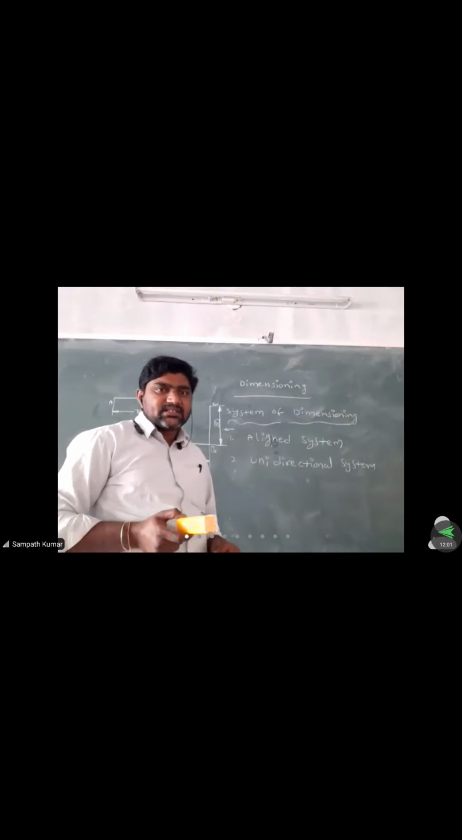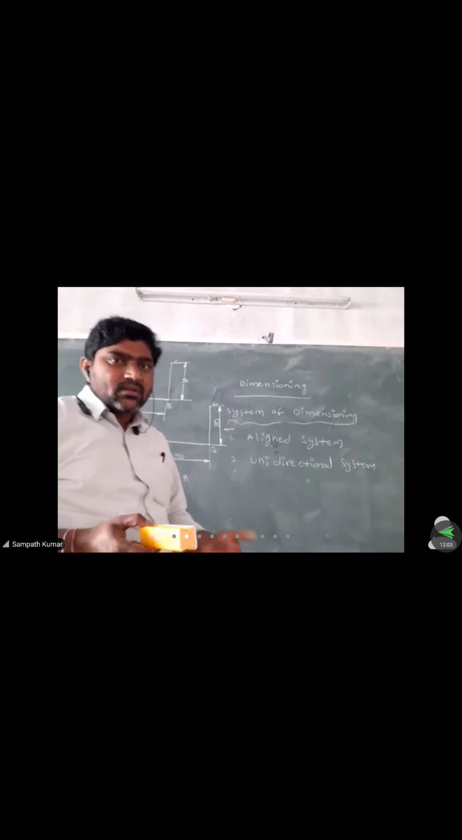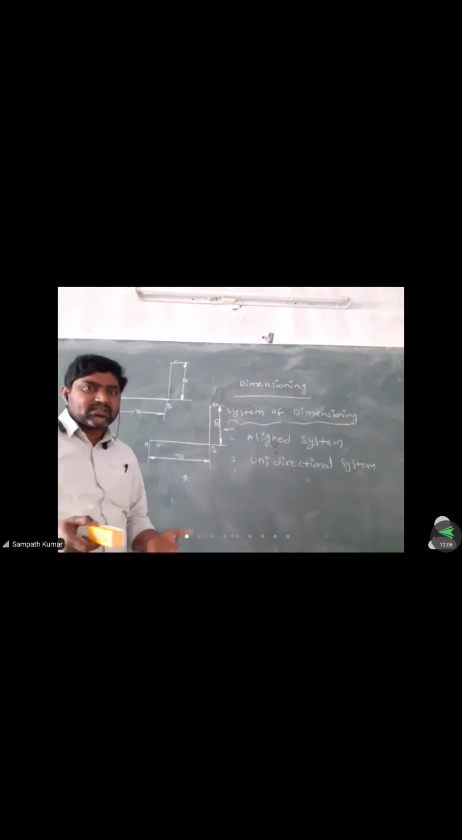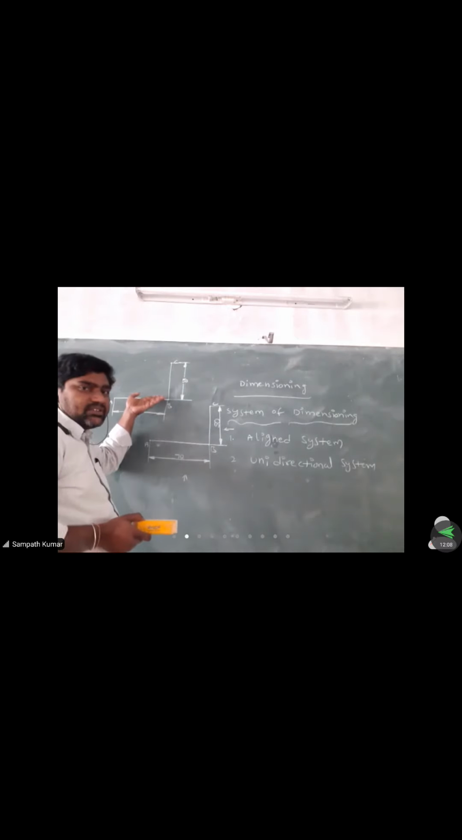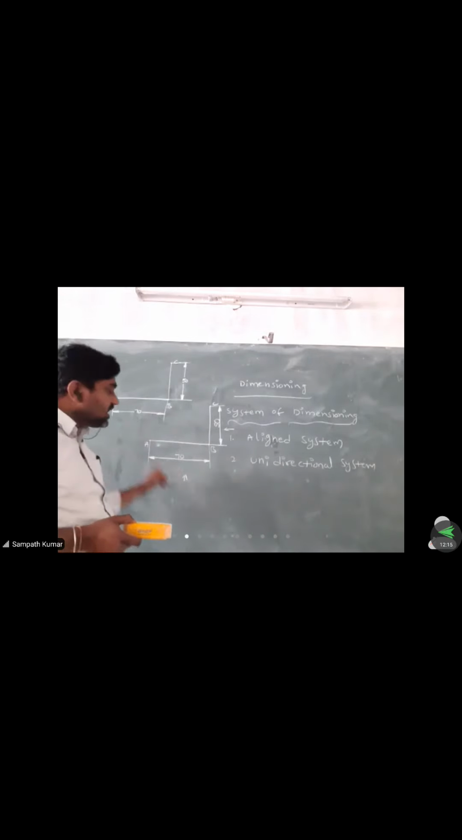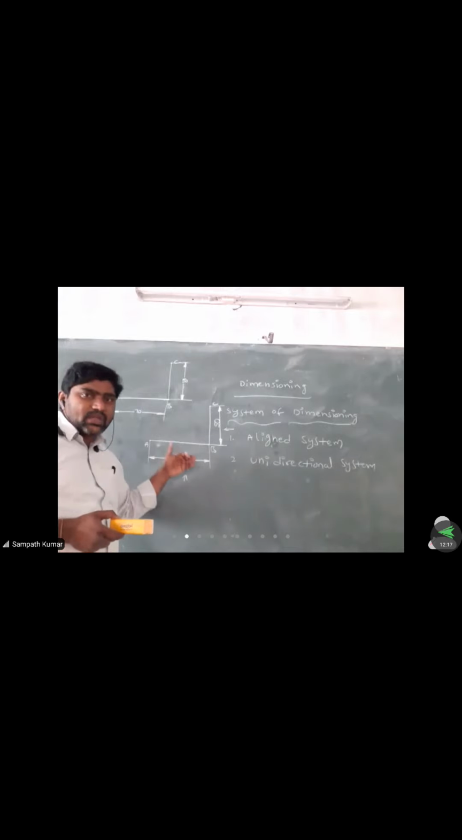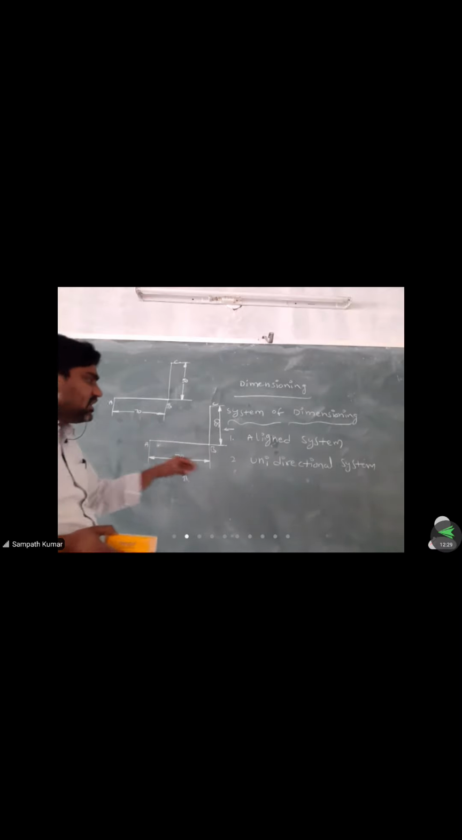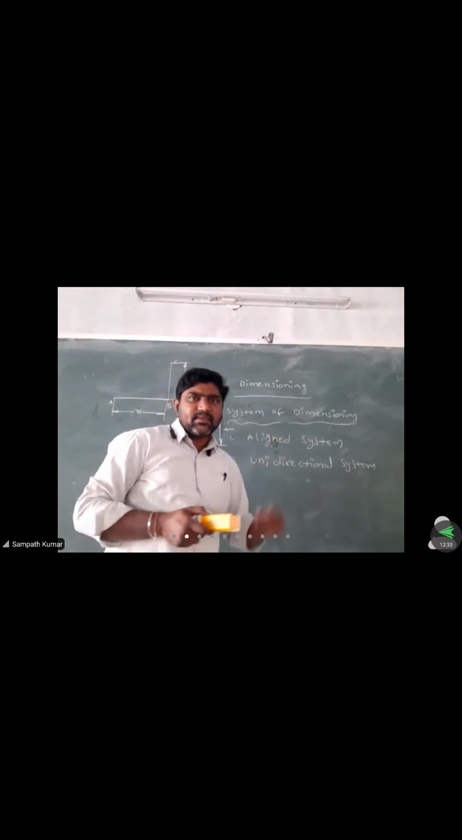In the case of the unidirectional system, it reads the values of the object only from the bottom edge of the drawing sheet. Then the value must be in the middle of the dimension line. In the case of the aligned system, the value must be above the dimension line. This is called the aligned system. The middle of the dimension line is called the unidirectional. Okay, this is called the system of dimension.